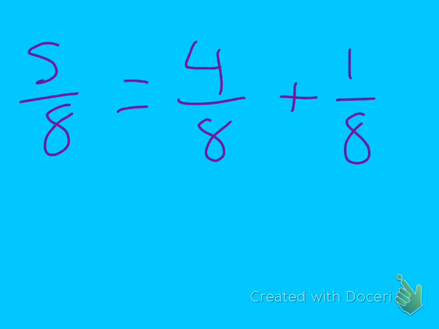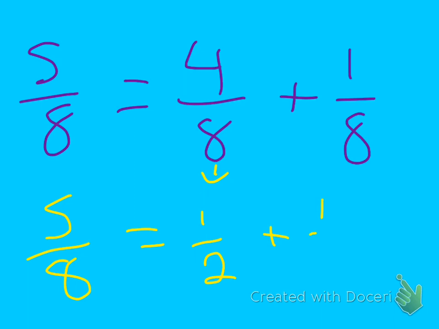Another way we can do that, so you guys know you have to have a common denominator to add, but 4/8, that's equal to 1/2. So then I could also do 5/8 is the same as 1/2 plus 1/8. Okay, there's so many ways. I could do 5/8 is the same as 3/6 plus 1/8, because that's the same as 1/2. I could do 5/8 is the same as 7/14, because that's equal to 1/2, plus 1/8.